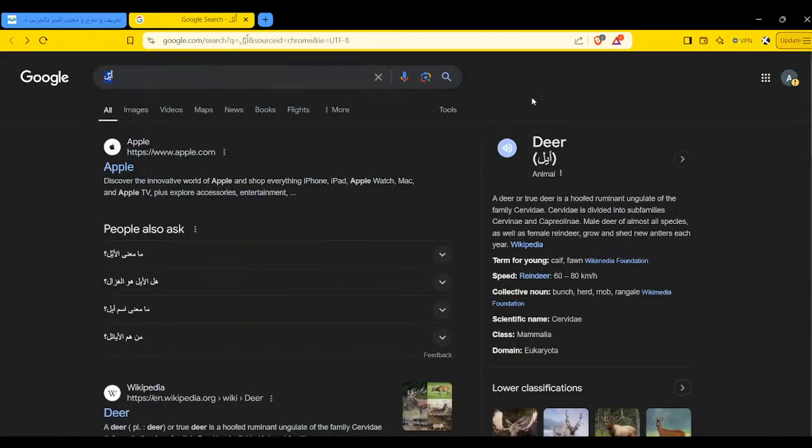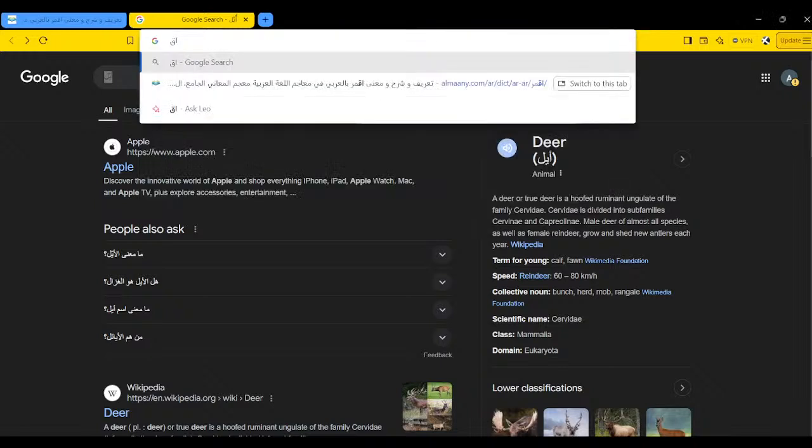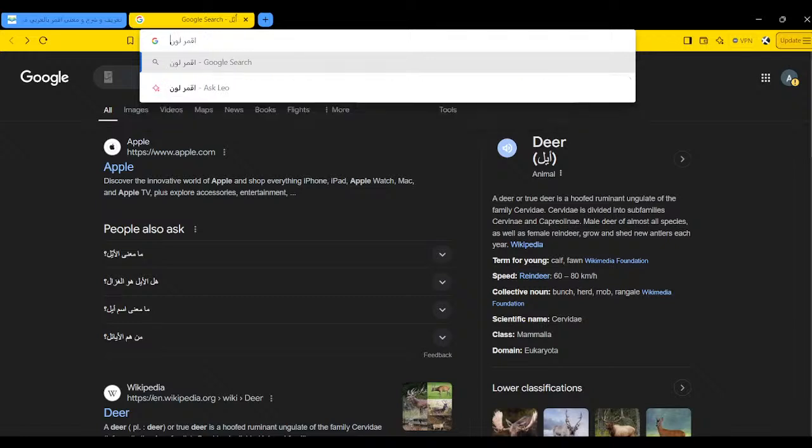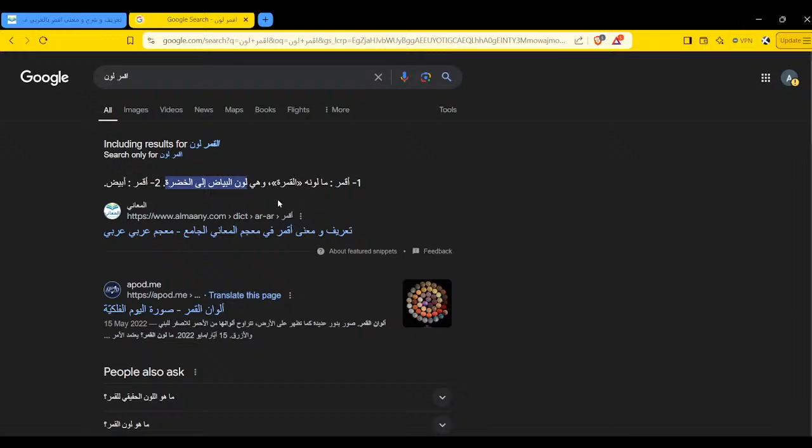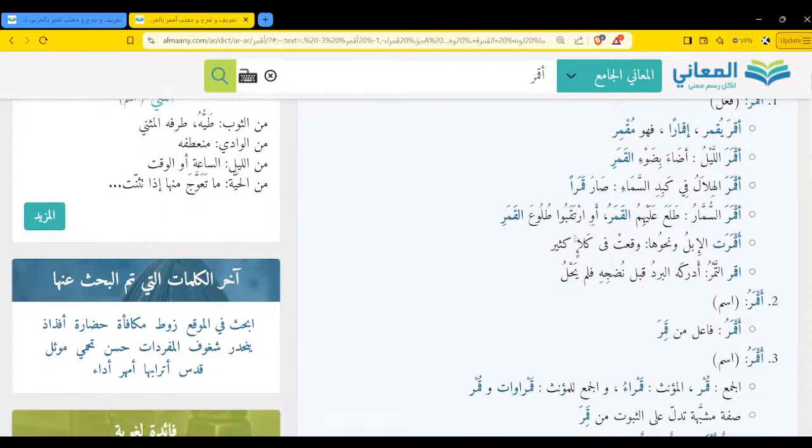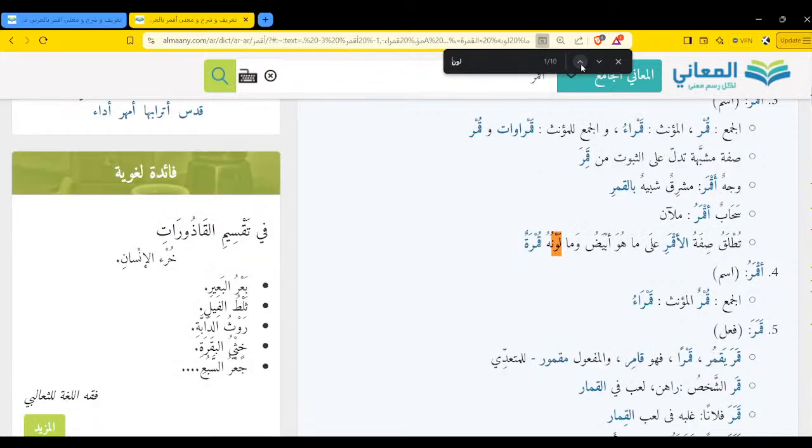Let's search Google. بسم الله. لون. Let's see what the color is. ما لونه القمرة. Alright, it was mentioned on المعاني. Let's search on here, Control F. لون. Enter. تطلق صفة الأقمر على ما هو أبيض وما لونه قمرة. So it can be used for something that is white and that which the color of it is also قمرة. Now let's see what's قمرة.